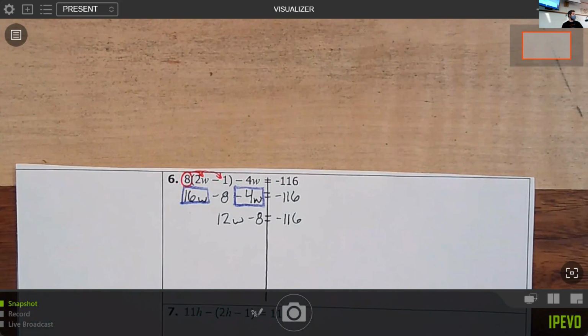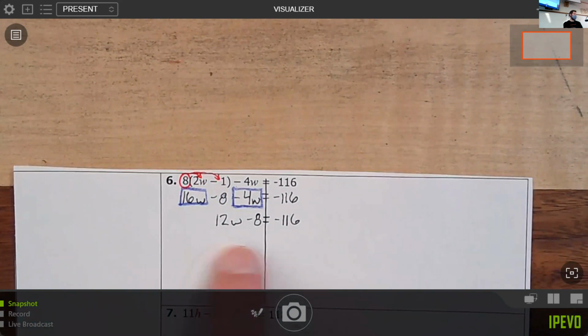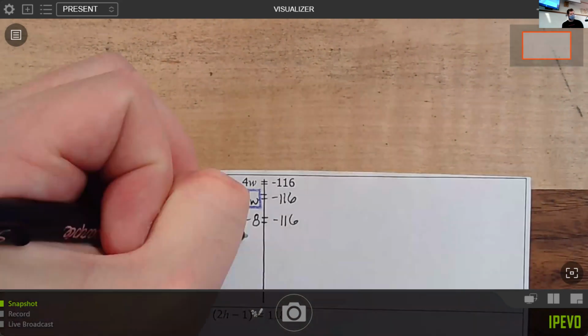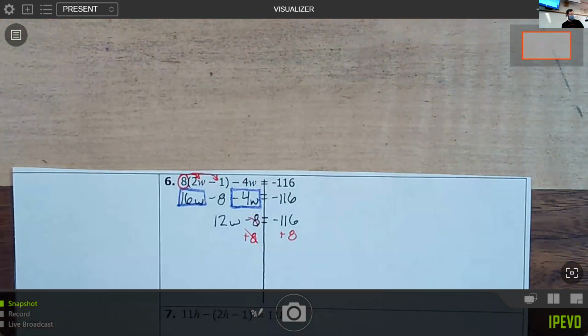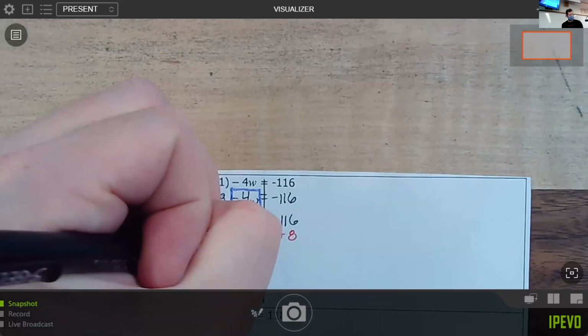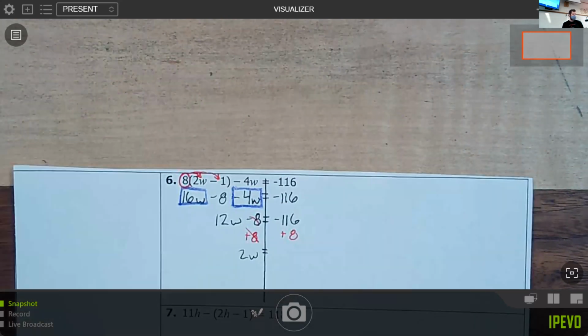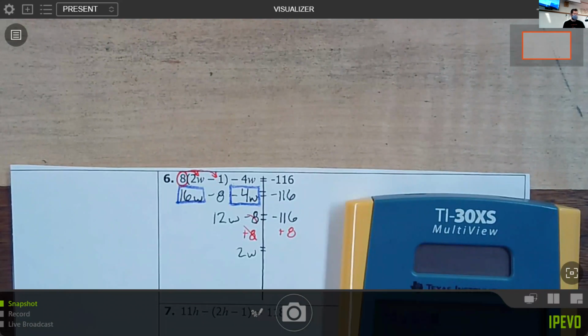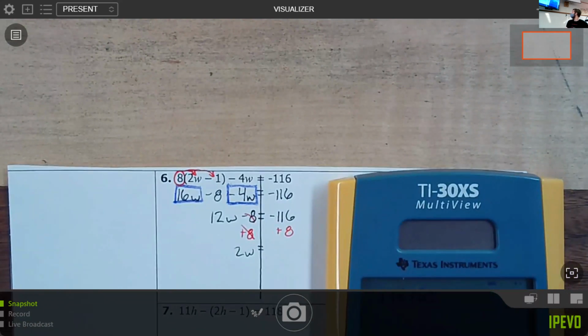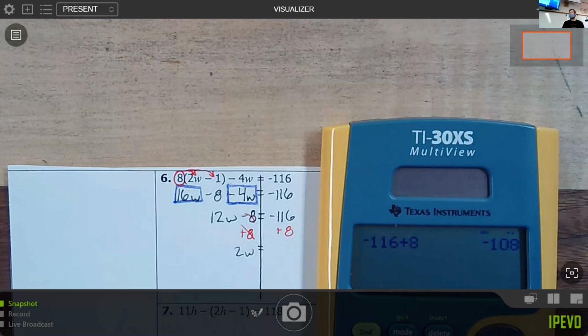Now we solve. Usually it's a two-step equation. Look at what we have. That's a two-step equation. So what's the next step? Add 8. All right. So 12w. Again, you're having trouble with integer operations. Negative 116 plus 8 is negative 108.